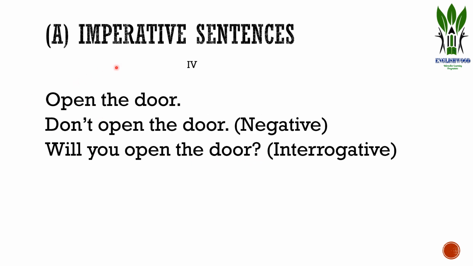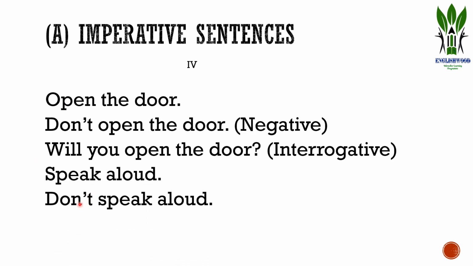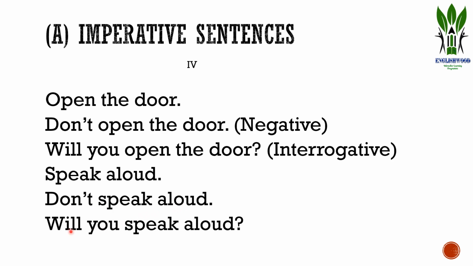Remember, with the imperative sentences, we use do not for the negative and will for the interrogative. Because in the tag also, open the door, will you? Okay, will you? We say like that. Speak aloud, don't speak aloud, will you speak aloud? Alright, so remember to change the imperatives in such a way.